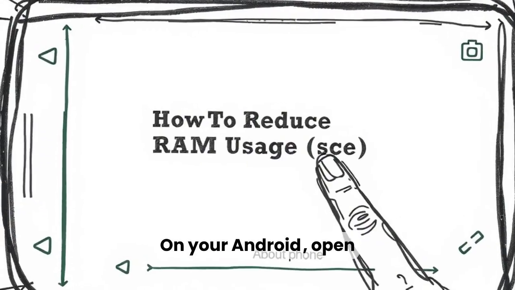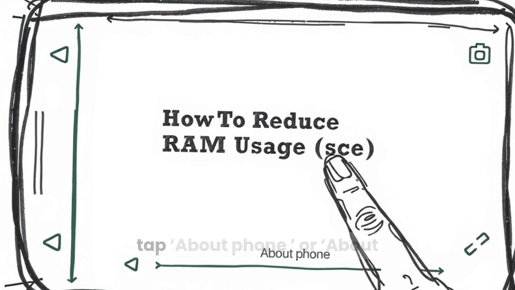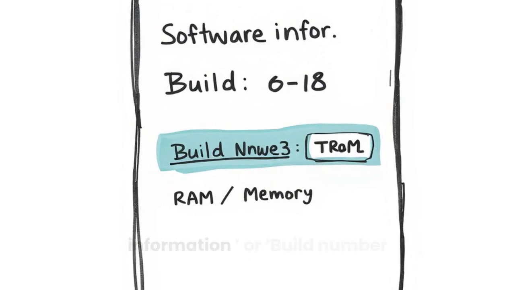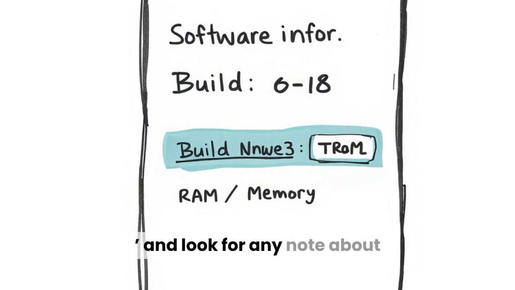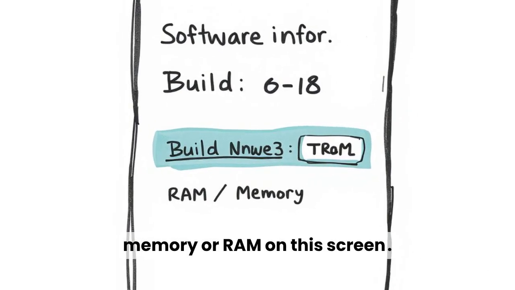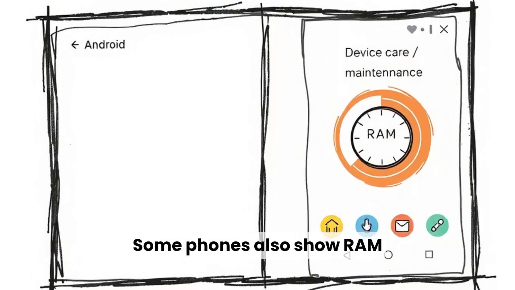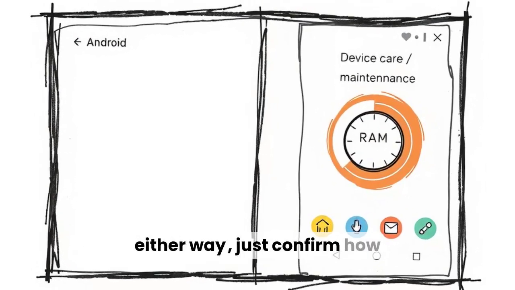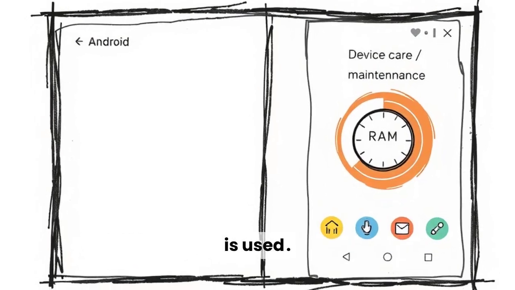On your Android, open Settings, then scroll down and tap About Phone or About Device. Next, tap Software Information or Build Number and look for any note about memory or RAM on this screen. Some phones also show RAM directly under Storage or Device Care in Settings. Either way, just confirm how much RAM you have and how much is used.